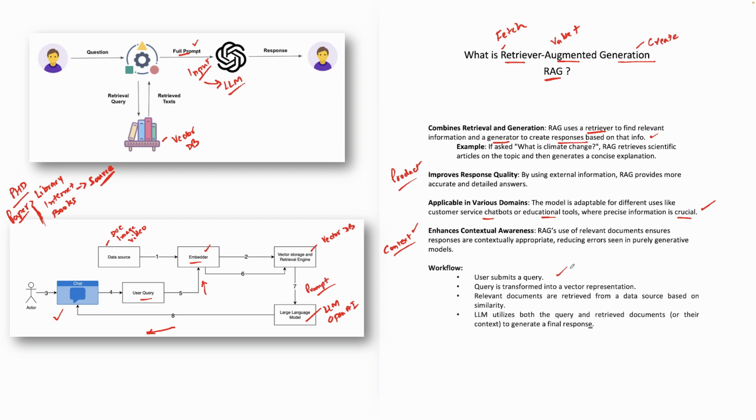So the user is submitting a query, right? The query is transformed into a vector representation. So the query goes into the vector representation via the embedder. Relevant documents are retrieved. This is the retrieval component of it. The relevant documents are retrieved from a data source. Now, as I said, it could be a vector database. Based on the similarity, let's say you've got all the information, then you pass it through the LLM, and the LLM will utilize both the query and the retrieved documents. It will utilize both so that it understands the context of both the query as well as the retrieved documents and generates a final response.